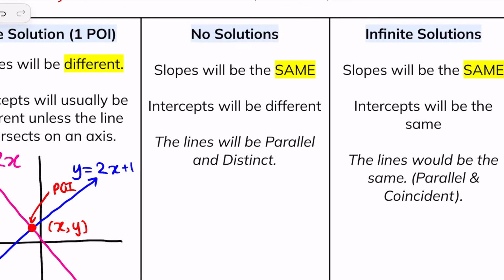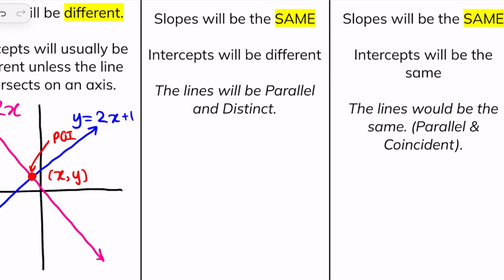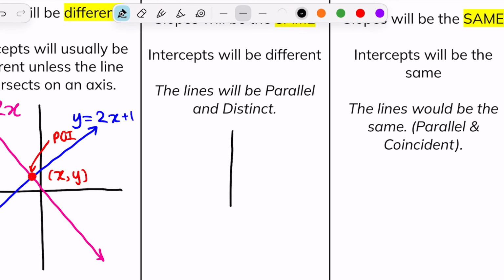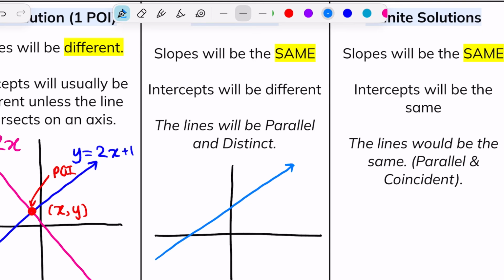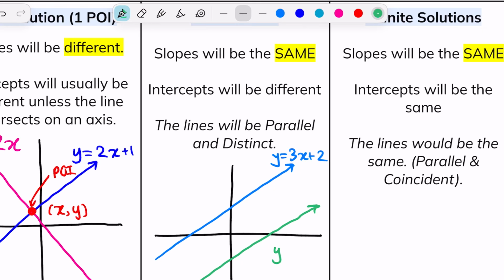The second situation is when we have no solution, so we will not have a point of intersection. So when does this happen? This happens when the slopes are the same and our intercepts are different. So for example, let's take a look at another two sets of lines. Let's say this one is y is equal to 3x plus 2, and then this line right here has to have the same slope, so y is equal to 3x minus 2.